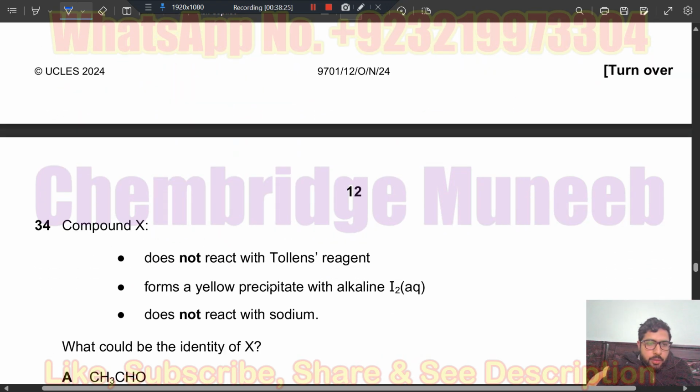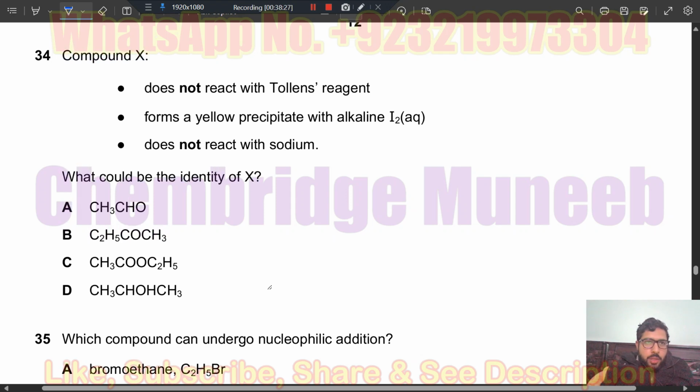Now question number 34. We have a compound X which can give these properties. We have to choose from these four options. It says that X does not react with Tollens' reagent. So if we look over here, then the option with compound B does not give Tollens' reagent test because it doesn't have the aldehyde functional group, because only an aldehyde can give this type of reaction. So aldehyde is not in option B.